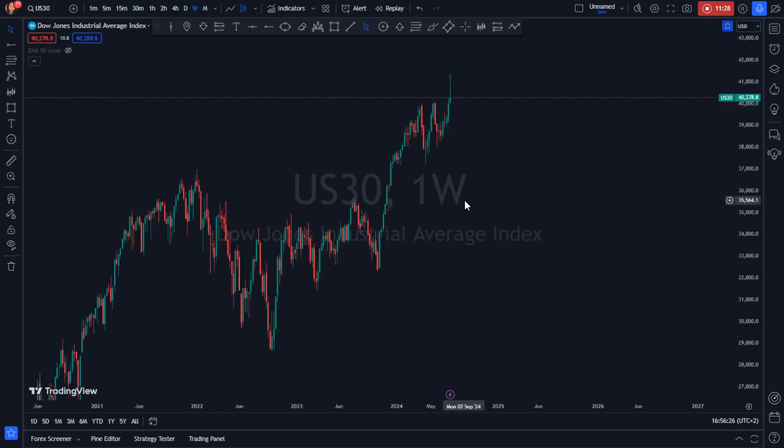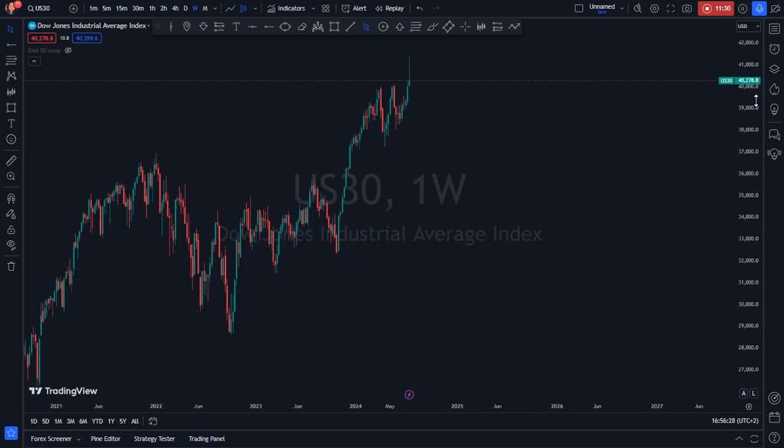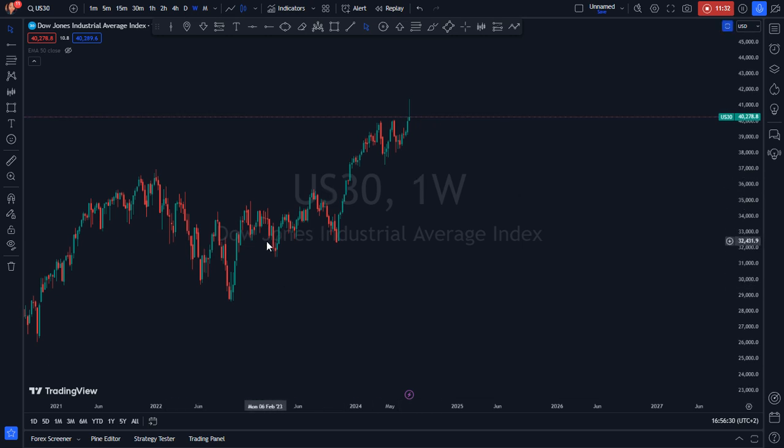Okay, guys, now we will be doing US30. So this is the US30 structure. As we all can see, this is a simple, clear, uptrend direction. As you can see, it's creating higher highs and higher lows, higher highs and higher lows. So it is just simple and straightforward.